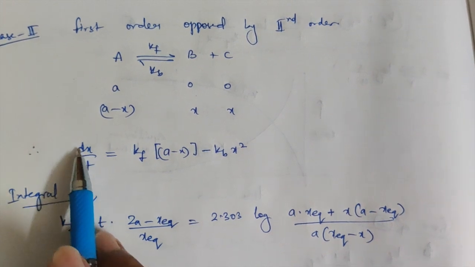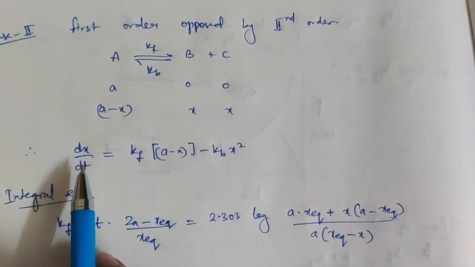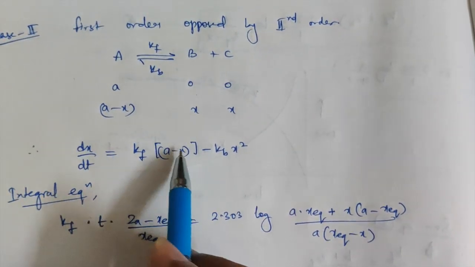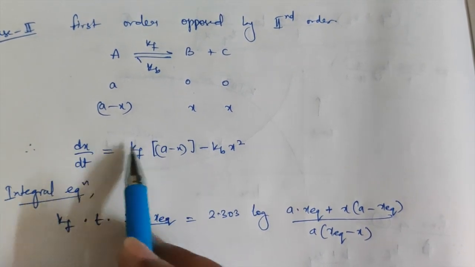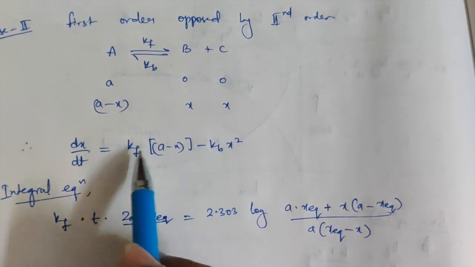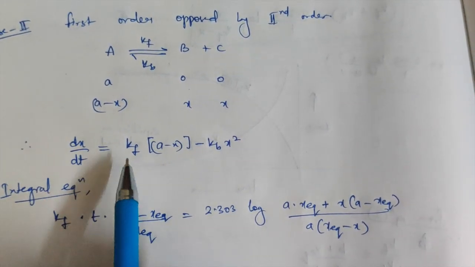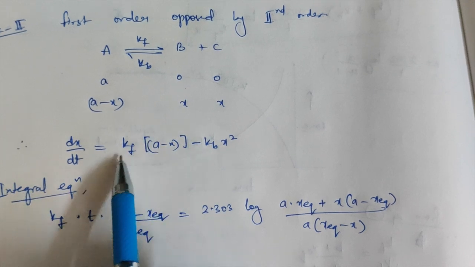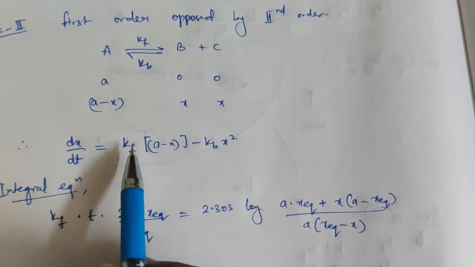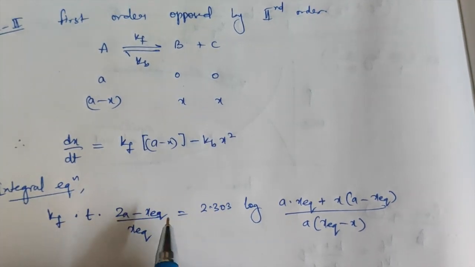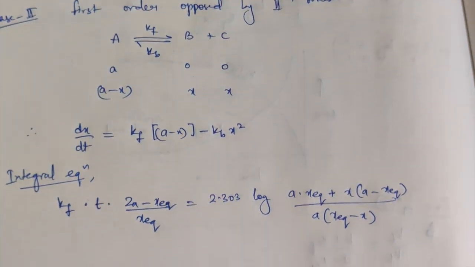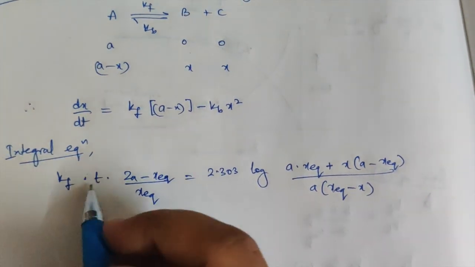Now the differential equation for this you can write down easily, the rate law equation. No need for the steady state approximation over here. So dx by dt will be equal to kf into a minus x, minus kb into x square, and on integrating, I have just written the integral equation.